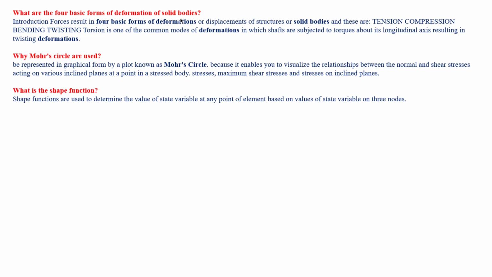So what are the four different types of deformations in a solid? As I said, the first one is tension and compression, then bending, twisting and distortion. Due to these, deformations will occur in any of the solid components.